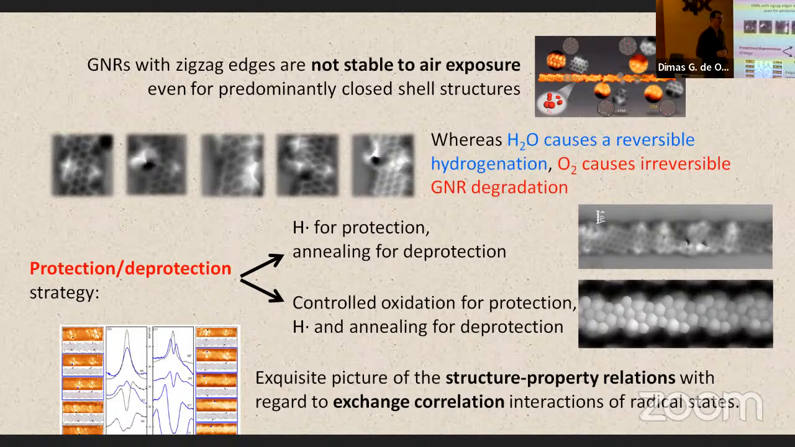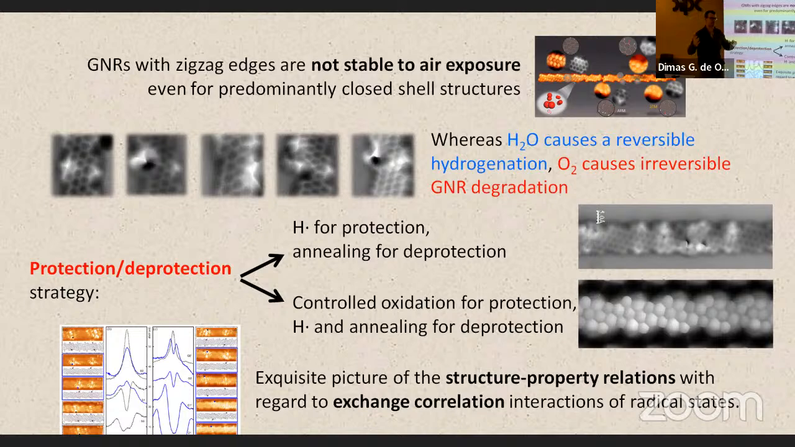There's another question on this. Does gold (101) play any role in the reactivity of graphene nanoribbons? If they were on sodium chloride, would they be equally reactive? I think it would be pretty much the same, yes.